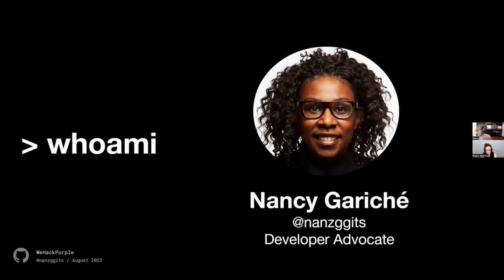As presented, I'm Nancy Gariche. I'm a developer advocate recently for the GitHub Security Lab. You're probably familiar with GitHub. If you're not familiar with the GitHub Security Lab, we're a small but mighty team in GitHub, and our mission is to inspire and enable the community to secure the open source software we all depend on. So really, we audit open source projects, help them secure their code, provide education, write blog posts, anything to help the open source ecosystem be more secure.